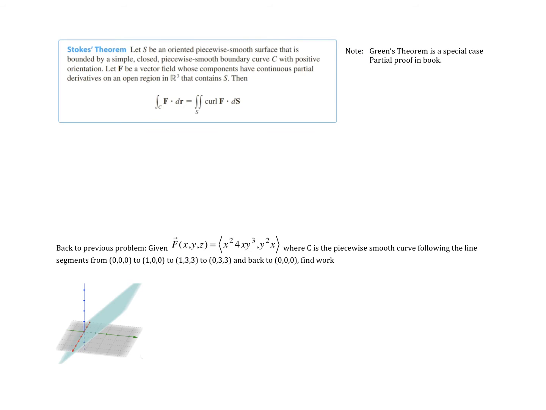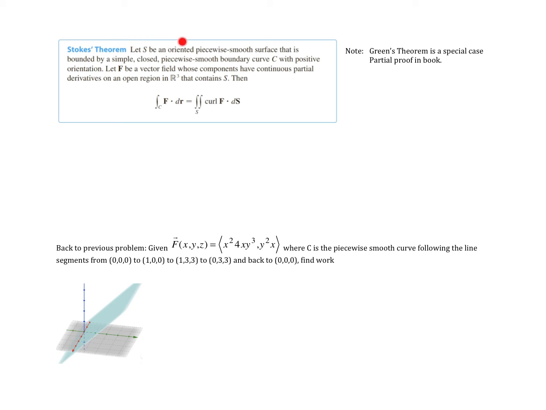So here is the theorem. This is actually an extension of Green's theorem. Green's theorem is a special case of this. And I'm not going to go into a proof. There's a partial proof in the book. I'll give you a little bit of an idea of maybe why it works. But this is called Stokes' theorem. And here's the way it works.